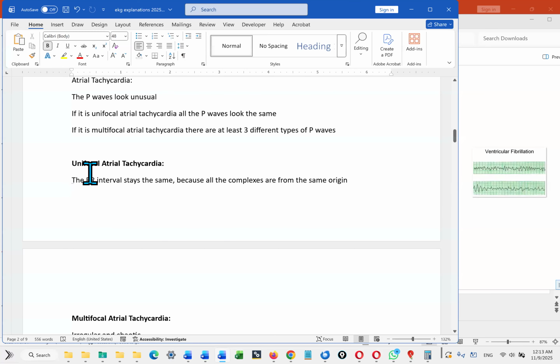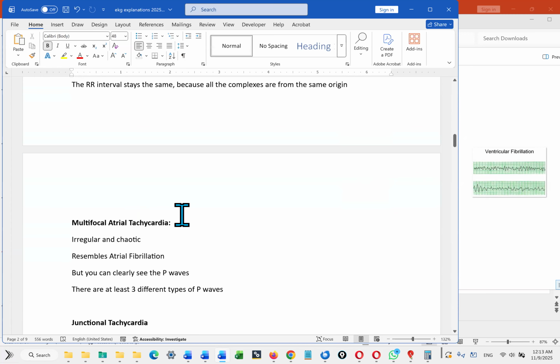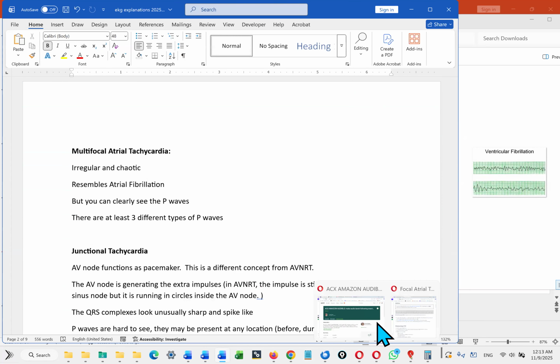Okay, so unifocal atrial tachycardia, the RR interval stays the same because all the complexes are from the same origin. Multifocal atrial tachycardia is irregular and chaotic, and looks like atrial fibrillation, but you can clearly see P waves. There'll be at least three types of P waves. So atrial flutter. Let's see.